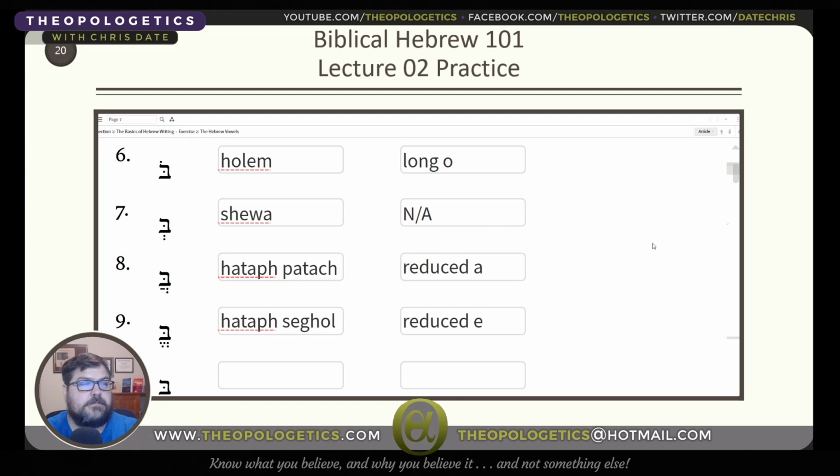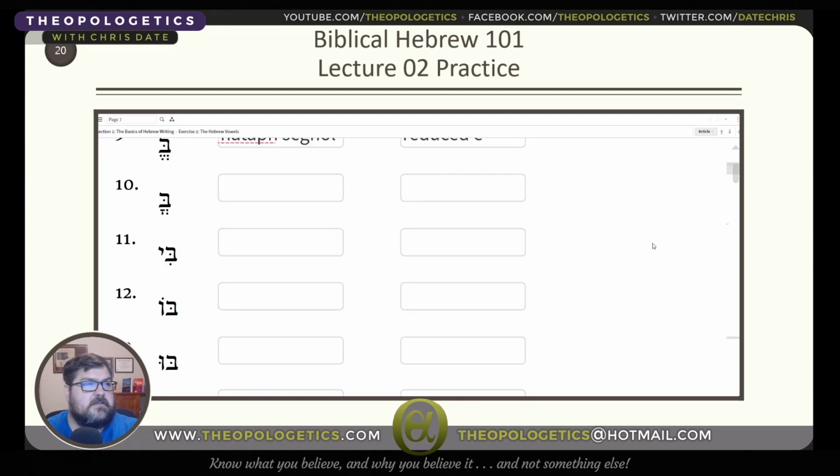Scrolling down to number 10. This is also the vertical line of two dots, this time with a little T next to it. This is, again, a composite shewa known as, sorry, not pathach, chataf qamets. I'm going to get rid of that H just so you can see the whole thing on your screen. Chataf qamets. And this is a reduced O.